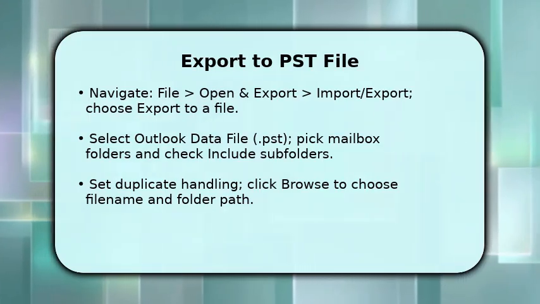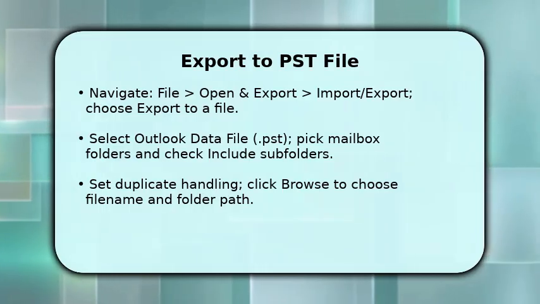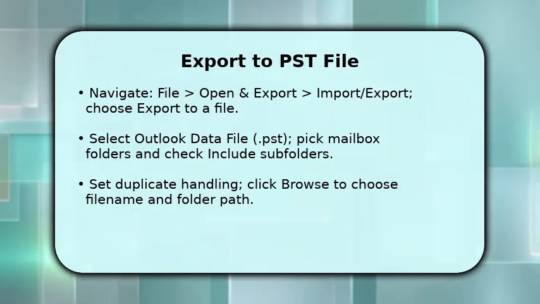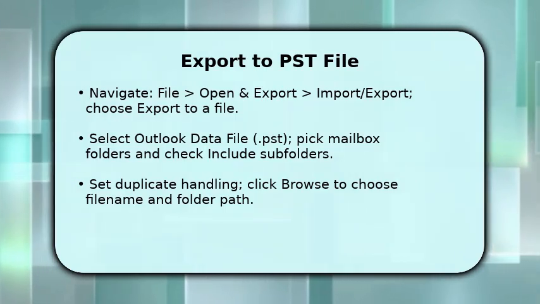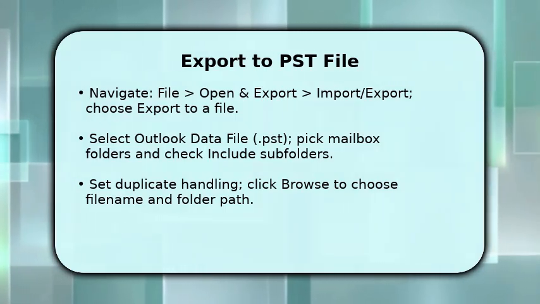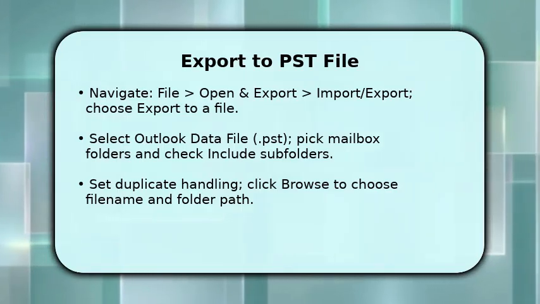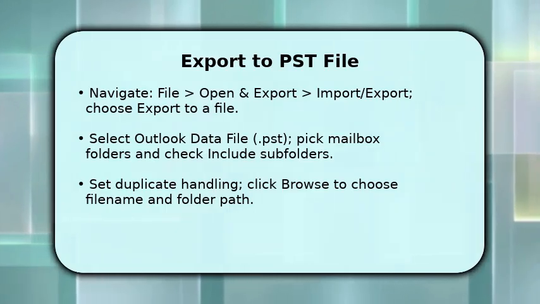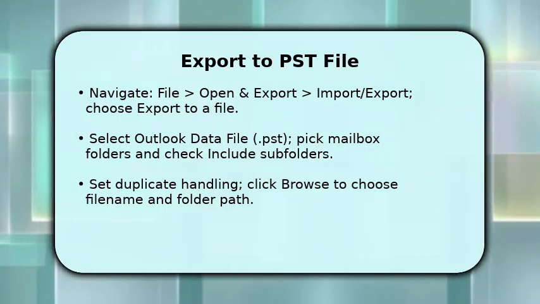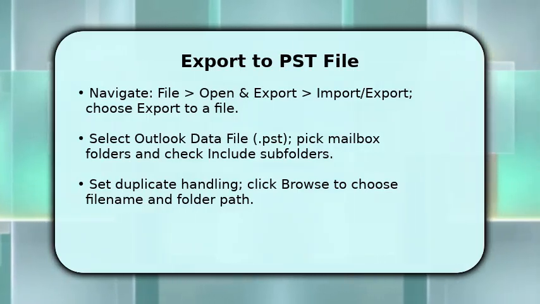First, go to File, then Open and Export and choose Import/Export. Select Export to a file and pick Outlook data file, PST, because it captures messages, contacts, and calendar items. Next, choose the account or specific folders and be sure to include subfolders so nothing is missed. Make a decision on duplicates, then click Browse to set a clear file name and destination. This step creates the portable backup you can copy or archive.